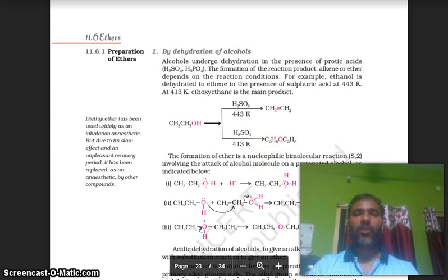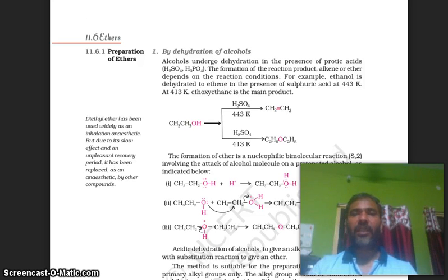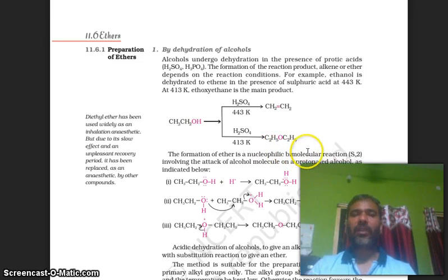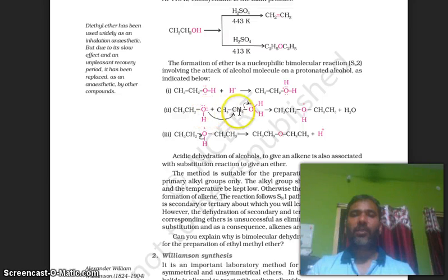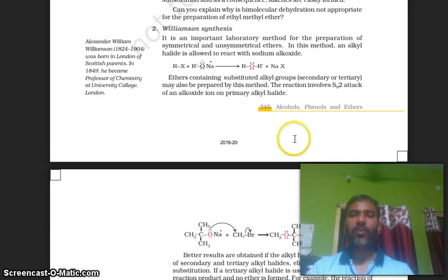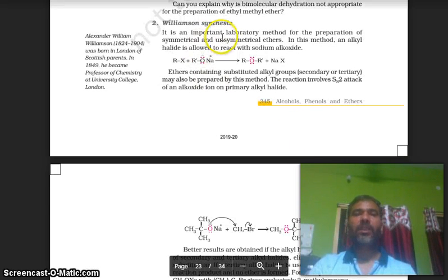Now preparations of ether. Dehydration of alcohol, you see, in the presence of H2SO4. At different temperatures, at one temperature you will get alkene, at another temperature you will get the ether. This is the mechanism. Here you see attack, removal of H2O, and then this H plus will be removed and formation of ether. Williamson ether synthesis is one of the most important reactions.